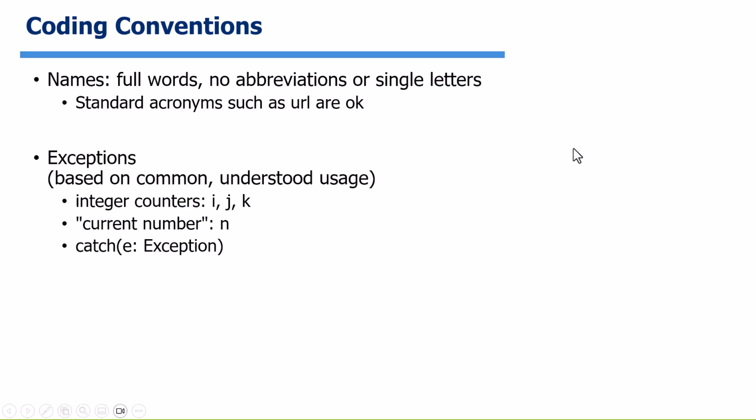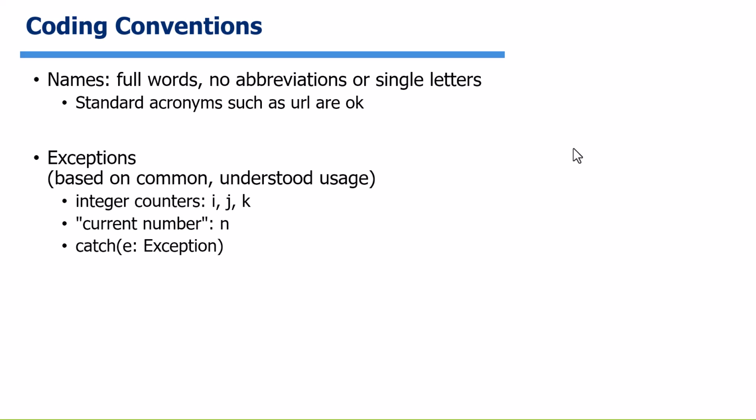For any type of names you pick, use full words. Don't use abbreviations. I don't want to see something like CTX for context. Say context. Make it obvious what you're talking about. There are a few standard acronyms that are okay, like URL. That's perfectly fine. If you have any questions on what's okay for a standard acronym, just let me know. Usually it's kind of obvious.